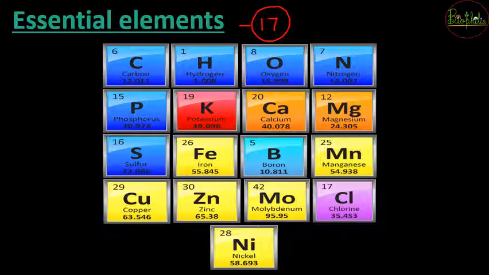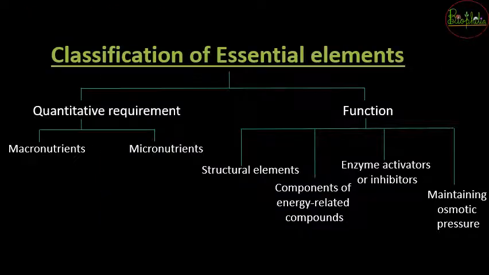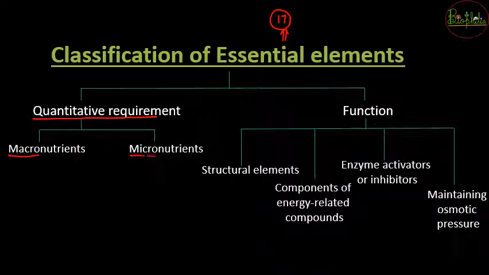So we are going to see how these essential elements are further classified. That would be our next topic for this video. These 17 essential elements are further classified on the basis of quantitative requirement, यानी उसकी कितनी quantity ज़रूरी है for the plant. So if the quantity is on the higher side, then you call them macronutrients. If they have a lesser quantity requirement, then they are called micronutrients.